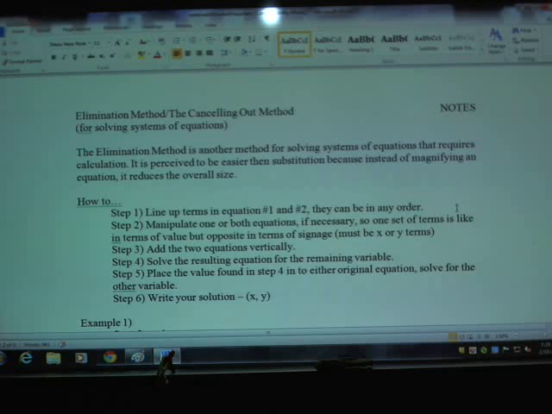So let's talk about what we're going to do here. When we're talking about elimination method, we're still talking about solving a system of equations. So you're still going to be finding a solution x, y, as you see illustrated there underneath the how-to in step 6. What are we going to do? Well, we're going to line up the terms in equation number 1 and equation number 2, and they can be in any order. So somehow you want to see vertical alignment of the x values, vertical alignment of the y values, and vertical alignment of the constants, or lonesome numbers. Which way you do that is up to you.